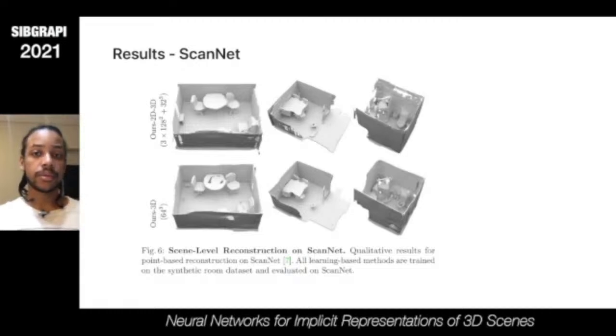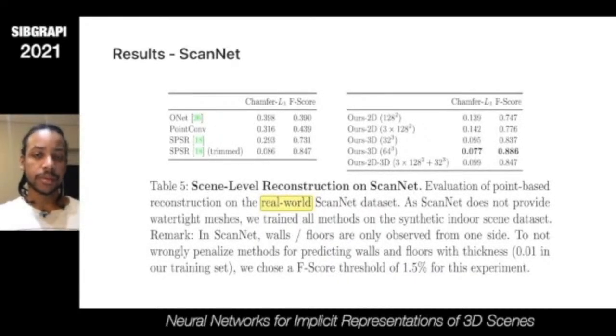And this last result is a point-based reconstruction using real-world data of the ScanNet dataset. So first we look at the qualitative result, where we can see that no model is perfect, but it seems that the model with volumetric features performs better. And on this table, we have a quantitative result that confirms this impression. So it really seems that the volumetric features are more robust to noise and perform better in real-world scenarios.